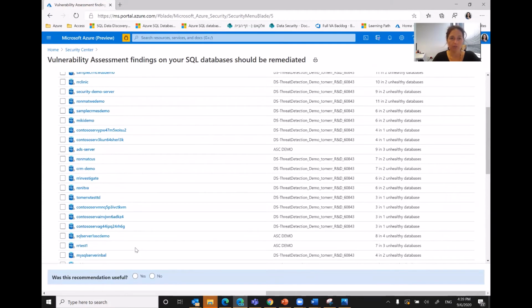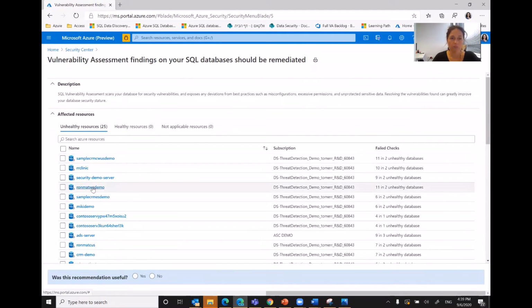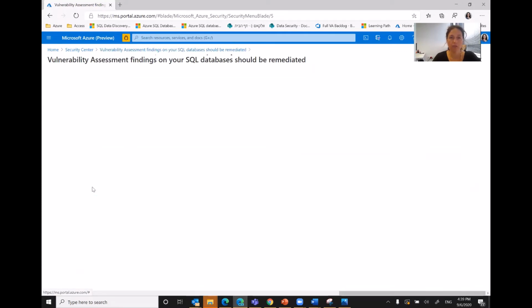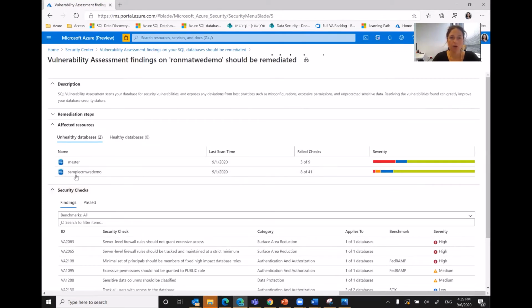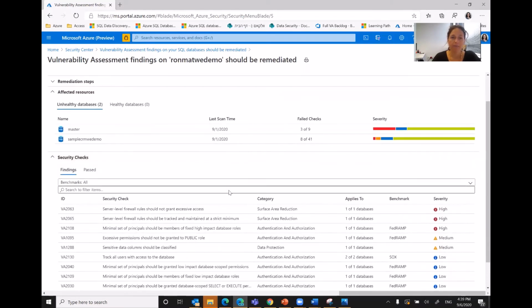But I'd like to actually go into one specific server. And then when I go in, I see all the databases that were scanned. You'll see the unhealthy databases and then healthy databases with the severity of the security checks that were run, the last scan time. I can see here as well. And then again, this is just a different angle, the list of rules or security checks.